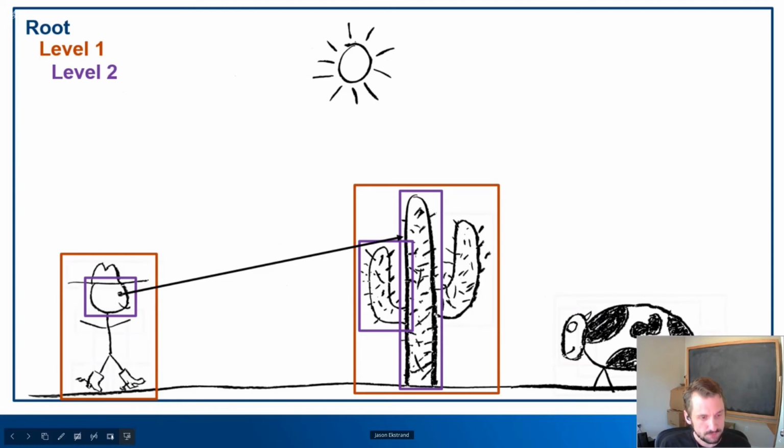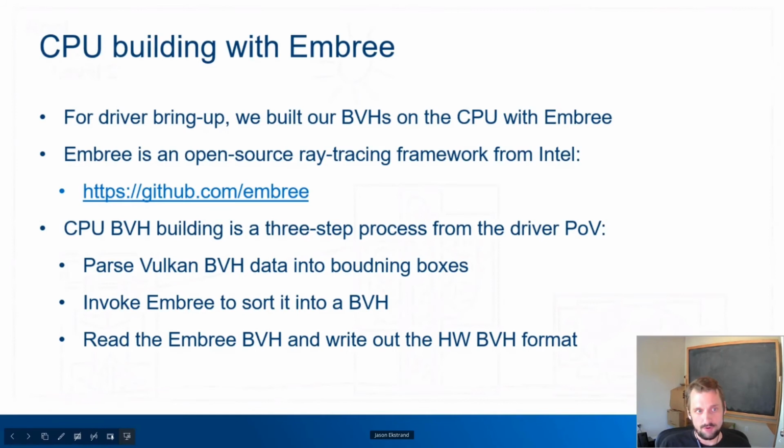So how do we actually go about this? To bring up the driver, we built a BVH builder on the CPU using Intel's Embree library. Embree is an open source ray tracing framework. It's maintained by Intel. It's on GitHub. You can go look at it.